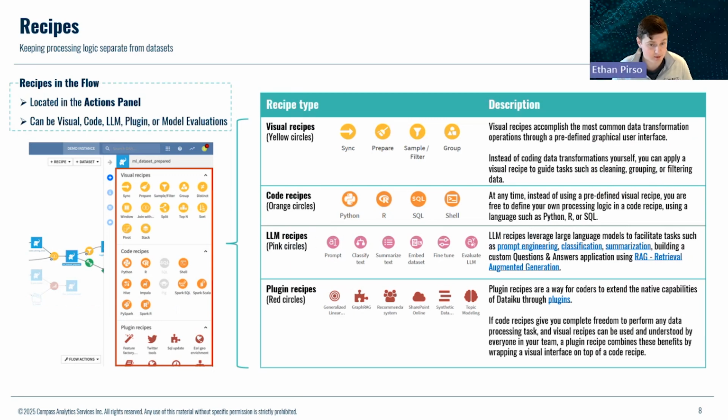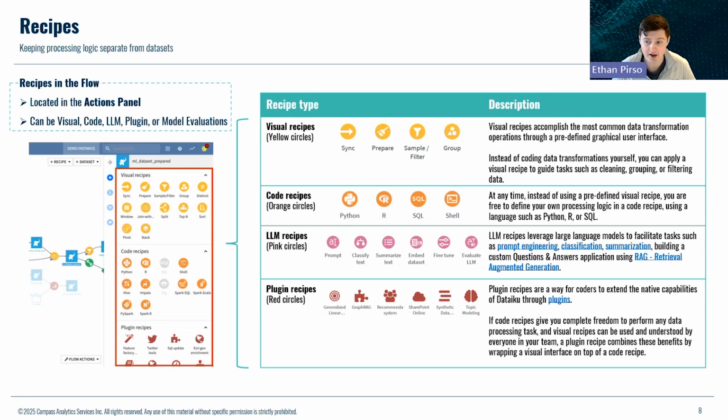Now, what are the different types of recipes? Well, today we're going to look at visual, code, and LLM recipes. There's also plugin recipes. So starting off with visual recipes, these accomplish the most common data transformation operations, and they're all predefined in a graphical user interface that's easy to use and requires no code. So some popular examples, and the ones we'll go through today, are prepare recipes, a join recipe, group, and pivot recipe.